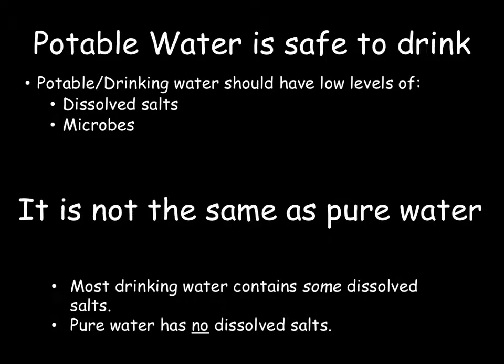So what do we mean by potable water? Well, potable water is water that is safe to drink. This means it has low levels of dissolved salts and low levels of microbes in it. It's important to note that potable water is not the same as pure water, as most drinking water contains some dissolved salts in it. Pure water, on the other hand, has no dissolved salts. It is a pure solution and not a mixture.